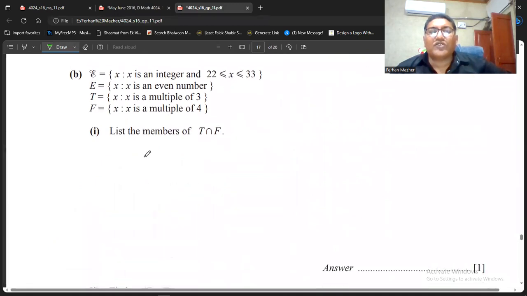Then we have question number 23, it's B part. It says the universal set is X such that X is an integer and X is greater than or equal to 22 and less than or equal to 33. E is the set of X such that X is an even number, T is the set of X such that X is a multiple of 3, and F is the set of X such that X is a multiple of 4. Then the question is, list the members of T intersection F. So what is common between T and F?